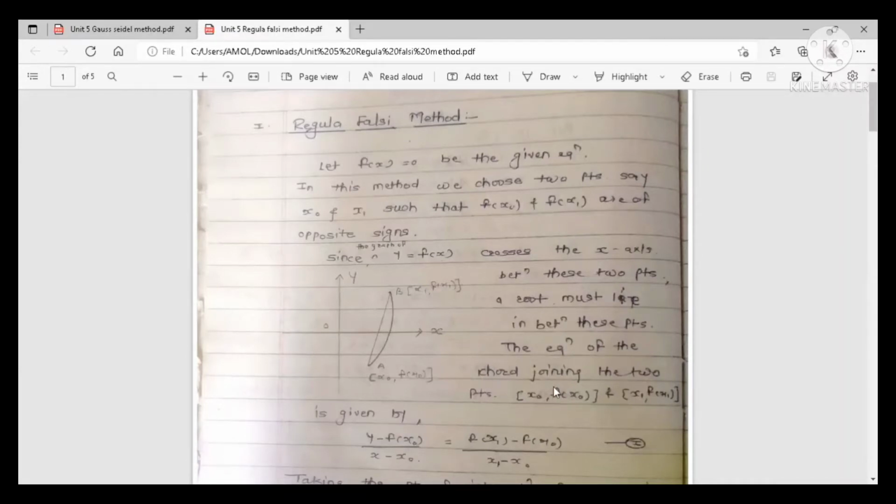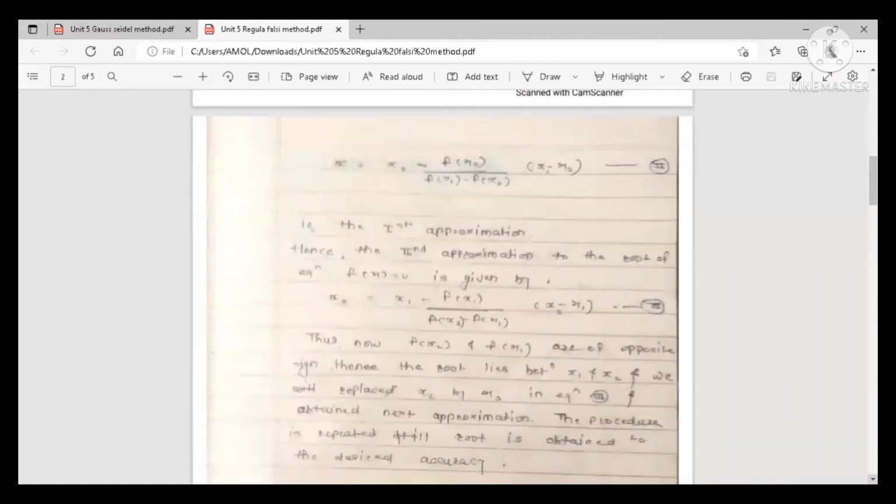The equation of the chord joining the 2 points (x0, y0), where y0 means f(x0), and (x1, y1), where y1 means f(x1), is given by equation 1. Taking the point of intersection of the chord with the x-axis as an approximation to the root, we put y = 0 in equation 1 and get the formula of Regula Falsi: x = x0 - f(x0)/(f(x1) - f(x0)) (x1 - x0). This is equation number 2, the formula of the first approximation.